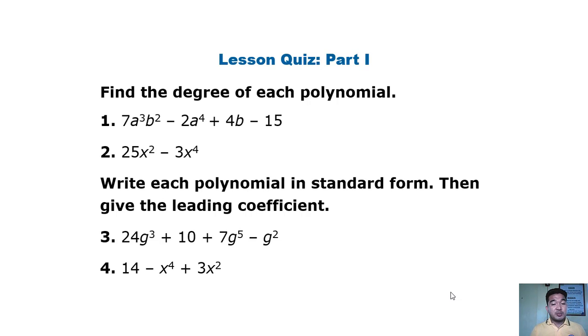Part 2, write each polynomial in standard form. Then give the leading coefficient. Number 3: 24g cubed plus 10 plus 7g to the 5th minus g squared, and then number 4, that's 14 minus x to the 4th plus 3x squared. So dalawa yung sagot nyo rito. Isa yung standard form of the polynomial, at yung isa ay kung ano ang kanyang leading coefficient.